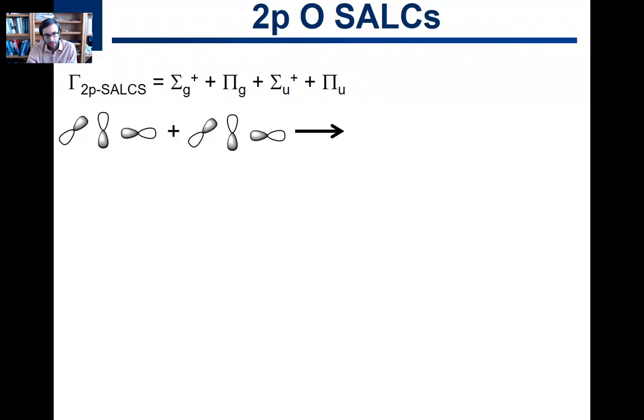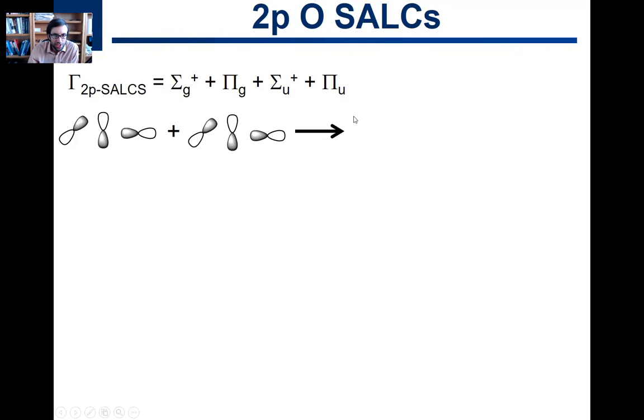So we did all that work and we got the symmetries of our 2p SALCs, right? And so what are we doing? We are combining the y, the x, and the z p orbitals in different linear combinations. And we found that the symmetries of those different linear combinations are as follows: sigma g plus, pi g, sigma u plus, pi u. And we started with 6 atomic orbitals.